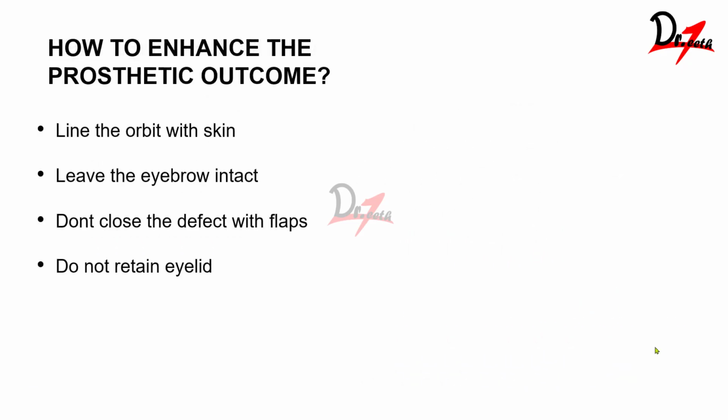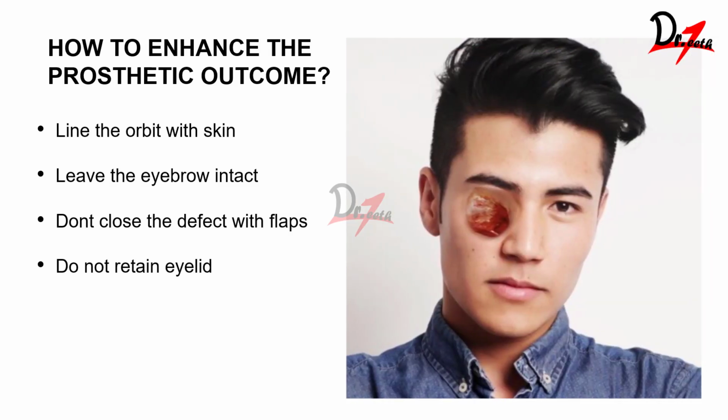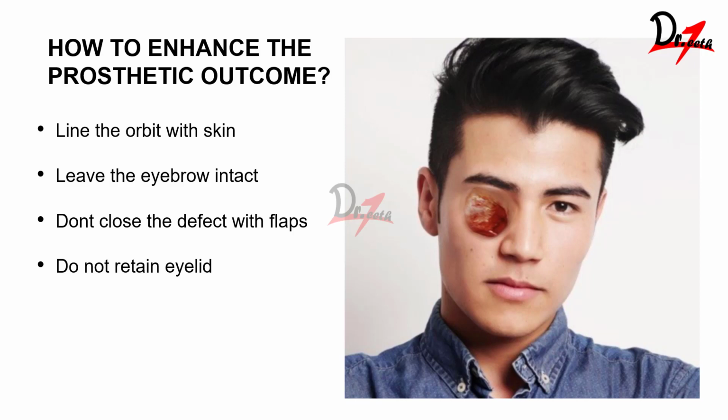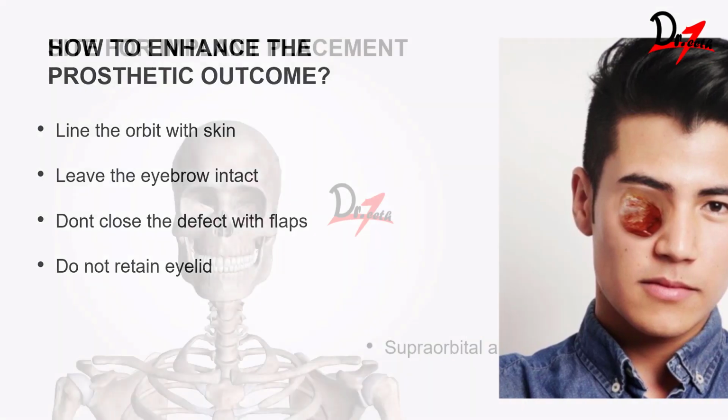So how can we enhance the prosthetic outcome? By minor surgical alterations. We have to line the orbit with the skin. Leave the eyebrows intact. Don't close the defect with flap. Do not retain eyelid. So if we have a defect similar to this, then we can have an enhanced prosthetic outcome.